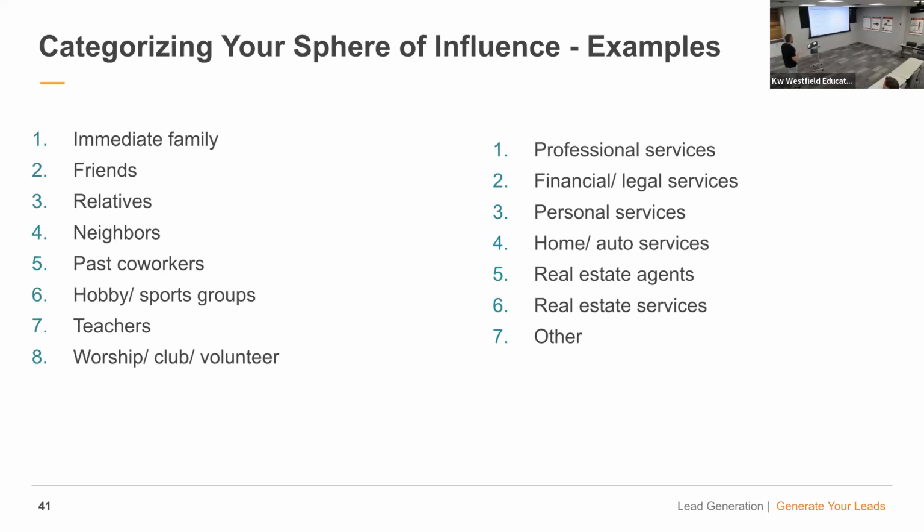You've got immediate family, friends, relatives, neighbors, past coworkers, hobby sports groups, teachers, worship, club, volunteer. Other examples, professional services. So you've got your attorneys, your financial planners that you recommend to clients, your hairstylists, your insurance agents, other agents in different markets, other real estate services, etc. You can tag people accordingly. That's why I like Command, because you can look at your database from a bird's eye view, but then I can tag them if I do need to segment them for some reason, but it's not moving people to a different section of the database. It's still the same kind of pot, if that makes sense.